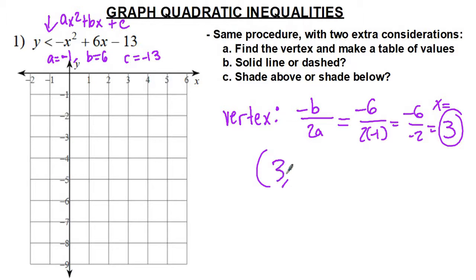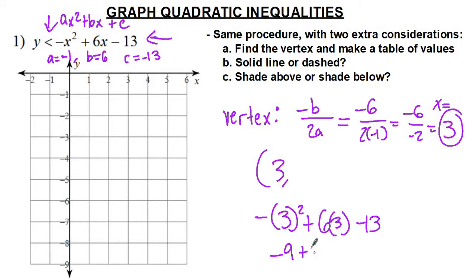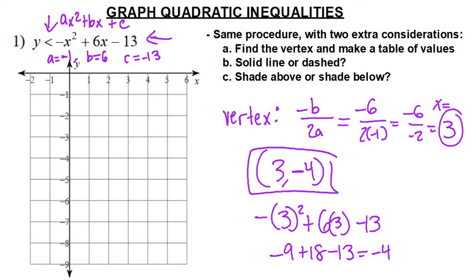How would we find the y-coordinate? The answer is we would plug in 3 right here. So if we plug in 3, we'll have negative 3 squared. Actually, let me put the parentheses in the right place. The negative x squared means first square it, according to the order of operations, and then take the negative, plus 6 times 3, and then minus 13. So 3 squared is 9, so that becomes negative 9. 6 times 3 is 18, and then minus 13. That whole thing evaluates to negative 4. So our vertex is going to be at 3, negative 4, and we will put that on our graph.